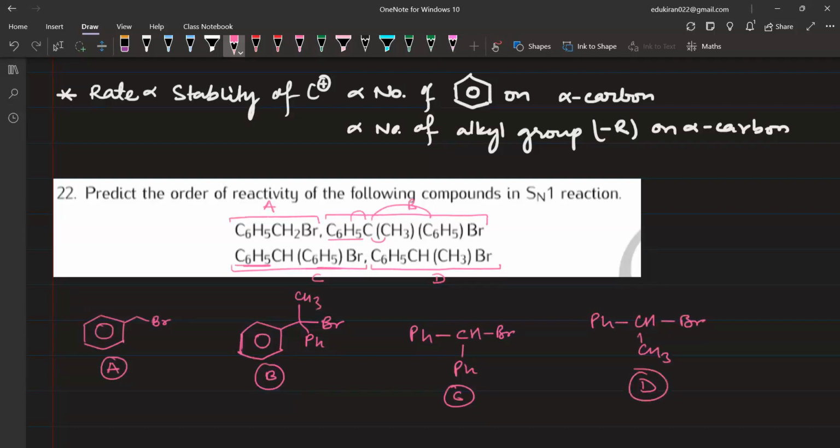So tell me which will be the fastest, ABCD ka order. I hope you can do that. Right? I mean, using only this particular part, you can say which is going to be the fastest. Directly proportional to the number of benzene ring on alpha carbon. So this is the alpha carbon here, this is the alpha carbon. You have to just count the number of benzene ring. And if the benzene ring is same, then you count the alkyl group.